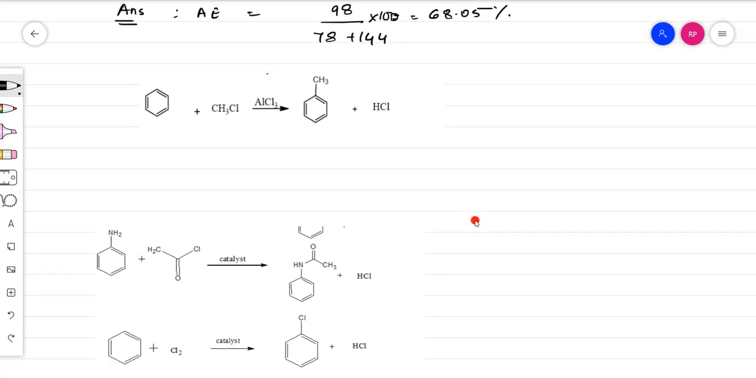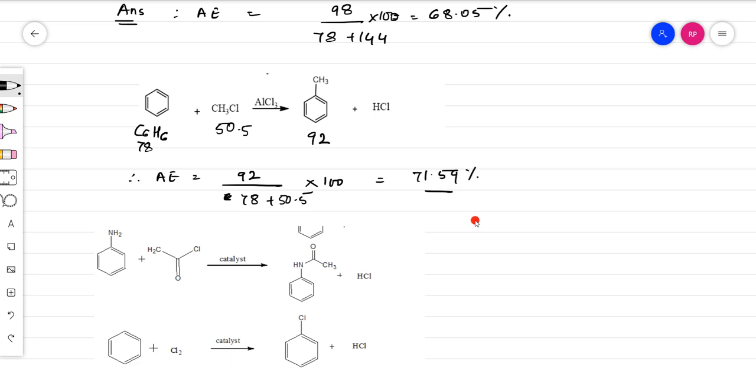Fine. I've given a few sums for your practice, so you can do them. Now I will just write down the values over here, which will save our time. Atom economy is 92 upon 78 plus 50.5, times 100. So it's 71.59 percent. Fine, this is the percentage atom economy.